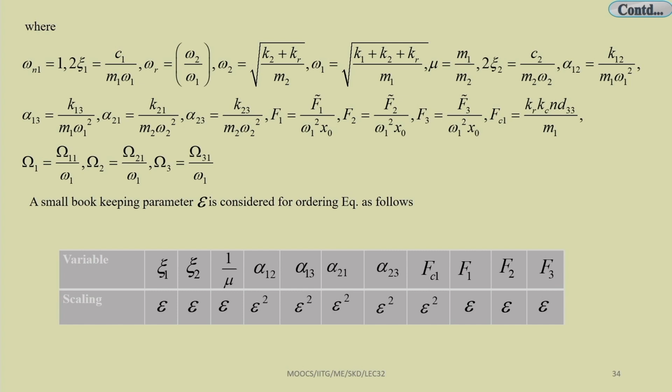And these forcing terms are non-dimensionalized as f 1 by omega 1 square x 0, f 2 by omega 1 square x 0 and f 3 by omega 1 square x 0. Similarly, f c 1 is written as k r k c n d 33 by m 1, where omega 1 non-dimensional first frequency equals omega 1 by omega 1, omega 2 equal to omega 2 1 by omega 1, and omega 3 equal to omega 3 1 by omega 1.